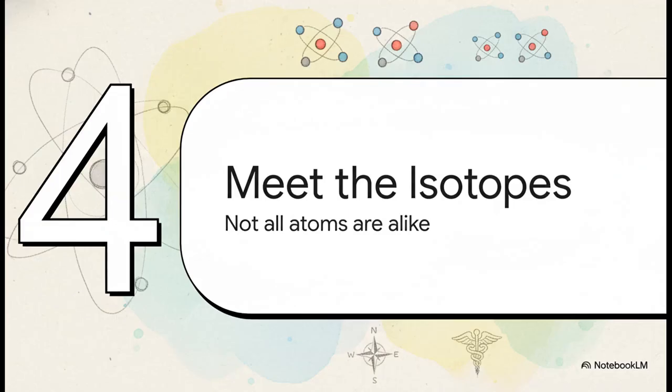All right, so if the number of protons tells you what an element is, you'd probably think that all atoms of, say, carbon are identical clones, right? Well, this is where nature throws us a really cool curveball. Let me introduce you to isotopes.